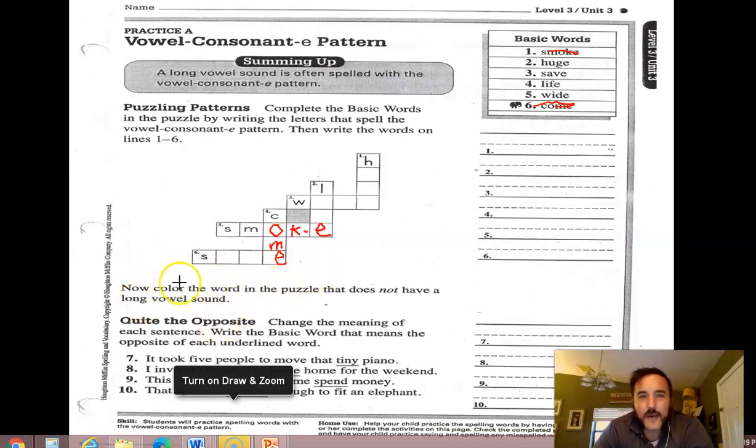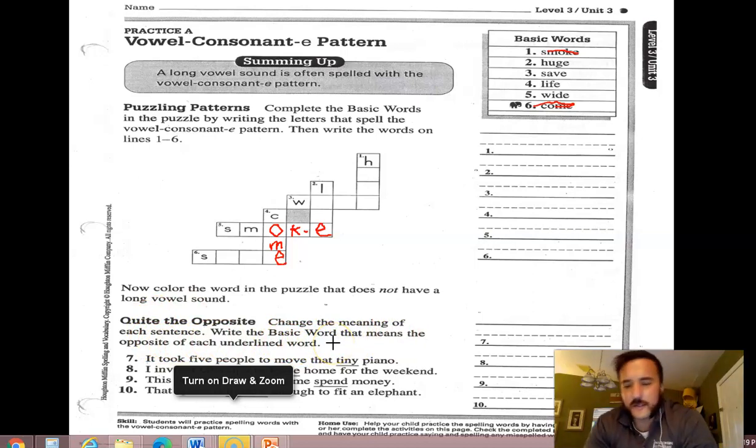And now color the word in the puzzle that does not have a long vowel sound. That's the elephant word. Just color in that word. You can color that in on your paper packet with any kind of color you want. And now down here it says change the meaning of each sentence. Write the basic word that means the opposite of each underlined word.